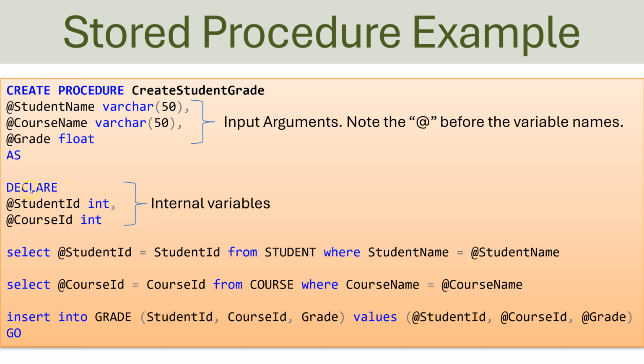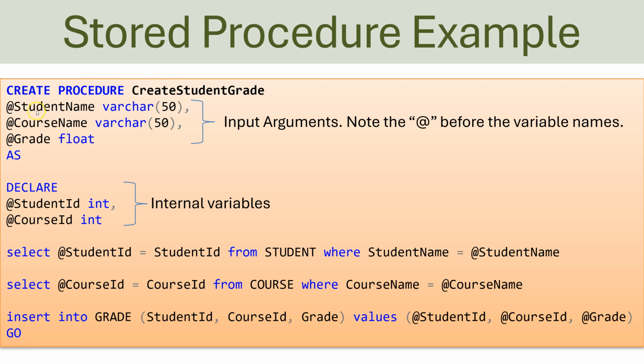Later in the stored procedure we can declare so-called internal variables. In this case @studentID, which is an integer, and @courseID, which is also an integer. So we use this declare command to notify that we are creating variables like this. And then, since we now want to insert grades in the grade table like this, insert into grade, student ID, course ID, and grade.